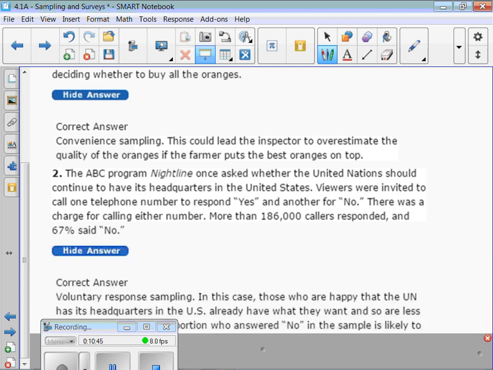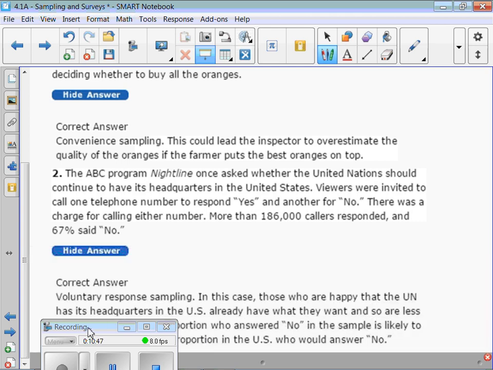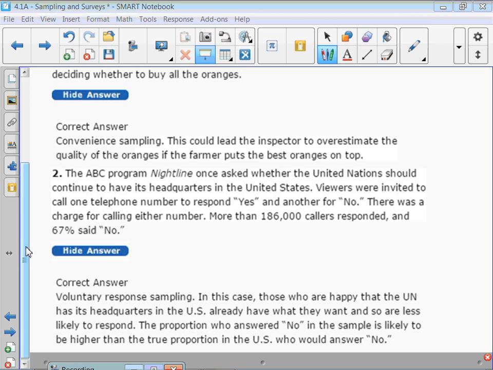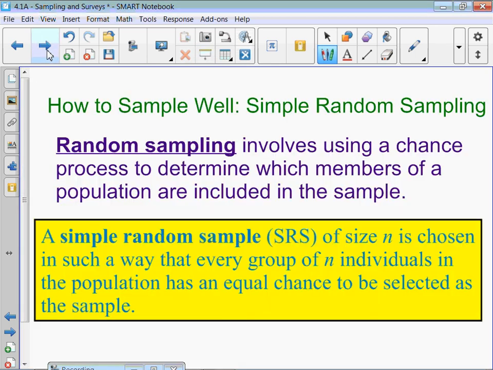Voluntary response. All right, and so then we would say overestimate or underestimate. Okay. Simple random sampling. How to sample well. So we just learned how to sample bad. We're going to learn 3 methods for how to sample well. You get to choose most of the time which method you want to use.